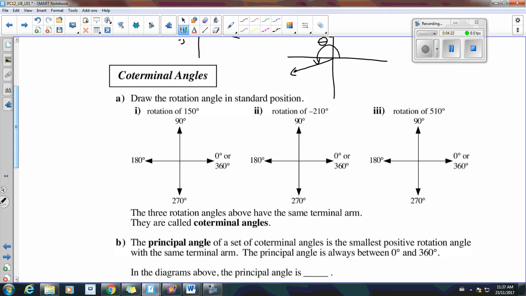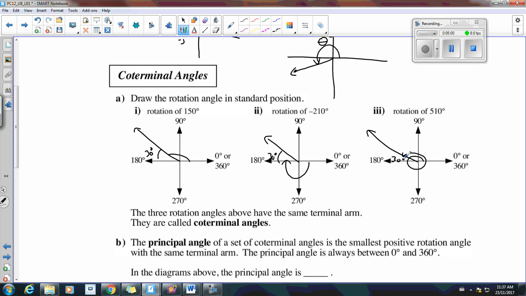So first angle we have to draw here is positive 150, so that's over here. Negative 210. Well, positive 150 ended up 30 degrees from here. Negative 210 ends up in the same spot. We just get there by going the other direction. Rotation of 510. Again, we do one full lap. And then we end up back here where this angle would have to be 30 degrees.